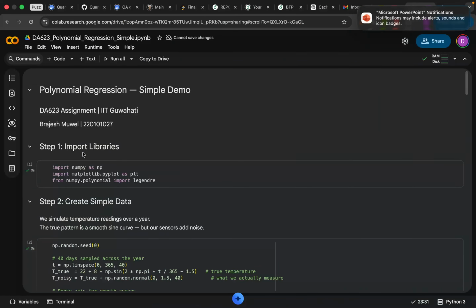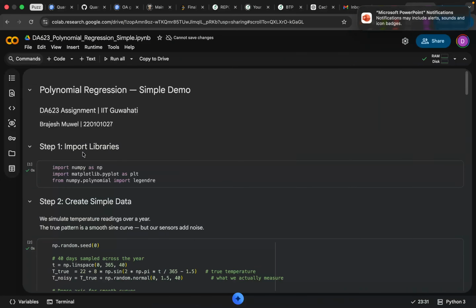Now the problem I'm solving is this. Imagine a weather station recording temperature every day for a full year. The sensor readings are noisy, meaning each reading has a small random error in it, but there is a real pattern underneath all that noise. Temperature rises in summer and falls in winter. It follows a smooth seasonal shape. The question is, given only those noisy measurements, can we build a mathematical model that recovers the true underlying pattern?